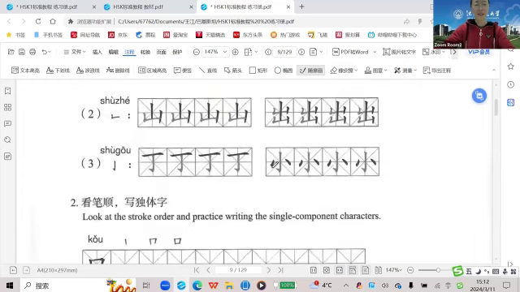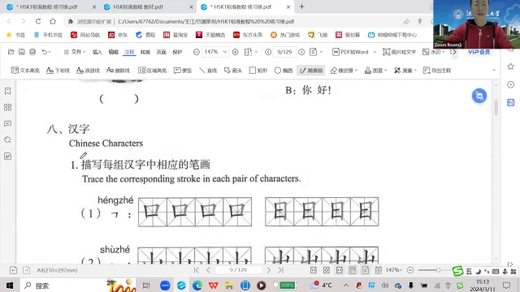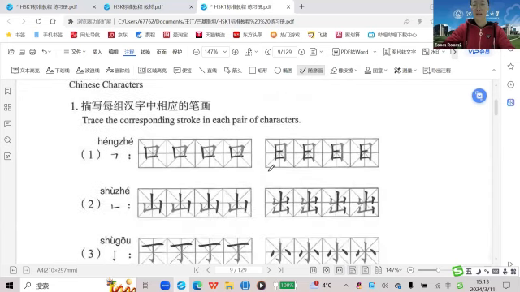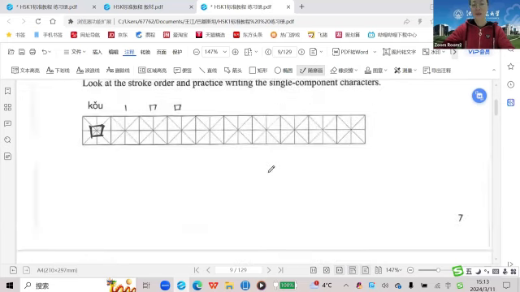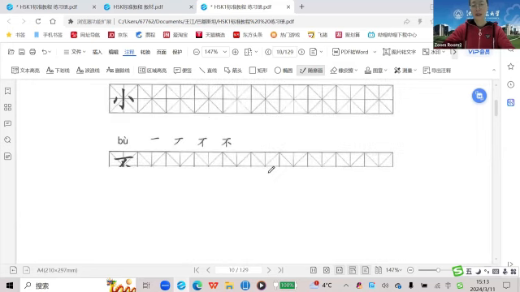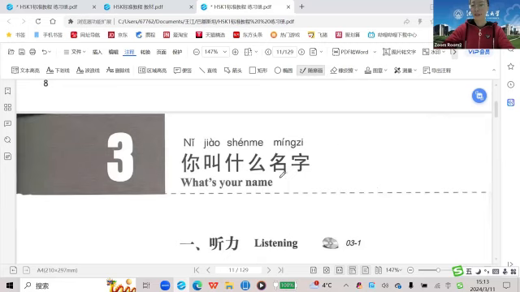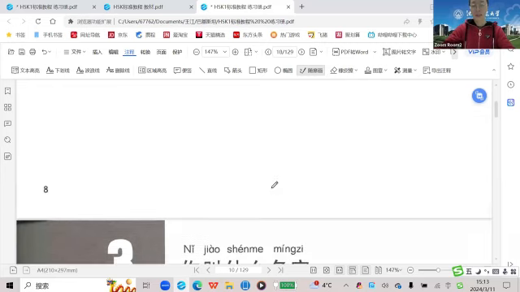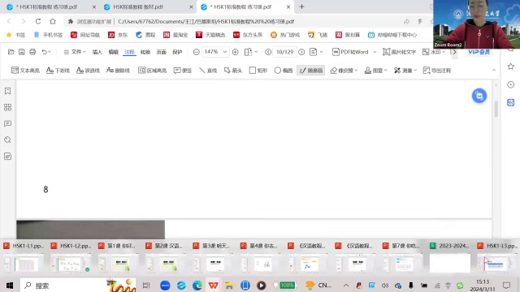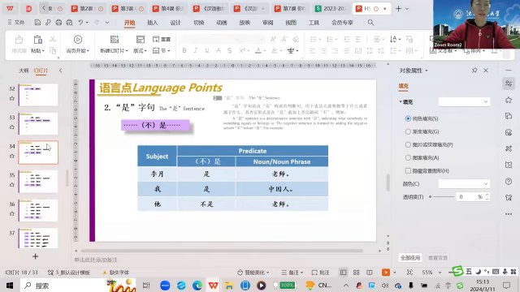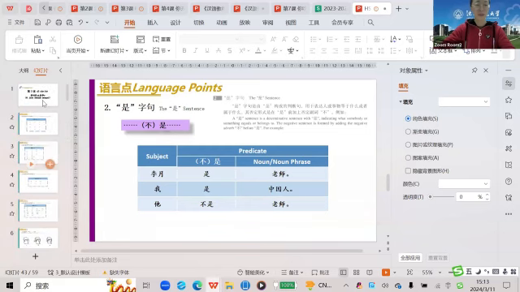Okay, and the last exercise is writing Chinese characters. I've given you the assignment, and you have finished doing the assignment. And I have summarized the assignment. Okay, so far we have finished learning lesson 2. Now let's start to learn the new lesson of lesson 3.